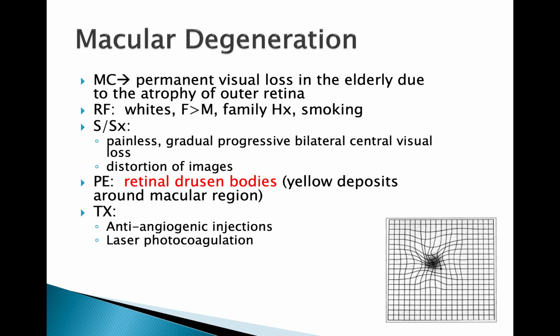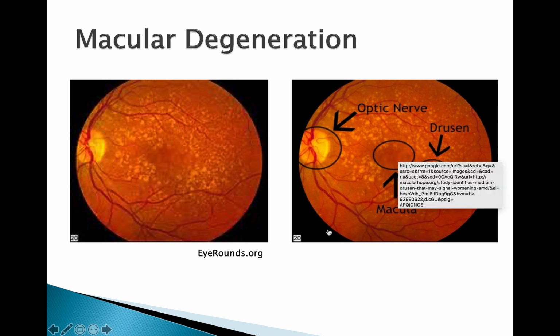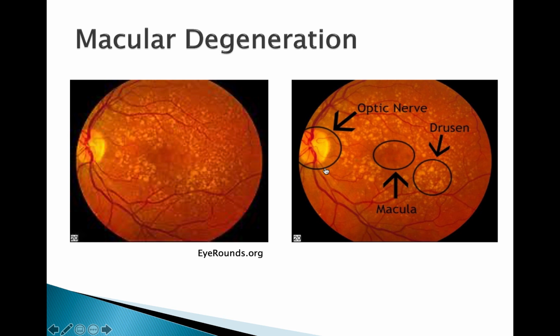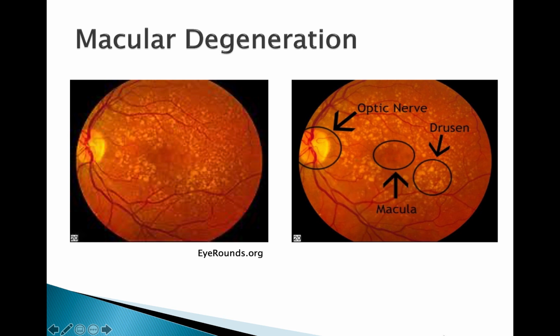And on physical exam, when you dilate the eye and look in the back of the eye, you're going to see retinal drusen bodies, which are just yellow deposits around the macular region. And treatment for this is angiogenic injections or laser photocoagulation. So again, here is a picture of macular degeneration. On the picture on the right-hand side, I like this because it just kind of lays everything out. You have the optic nerve, and you have the macula, and then you have those yellow drusen bodies around it.